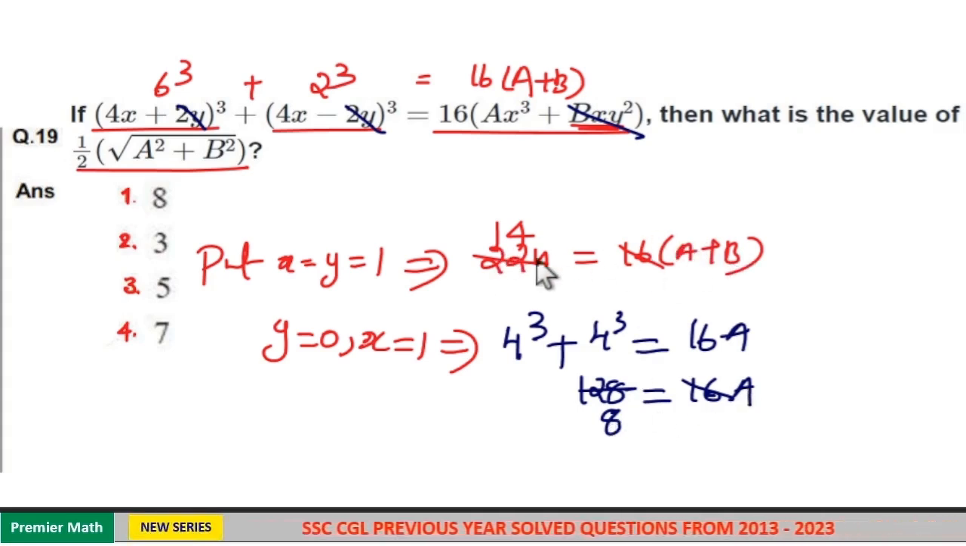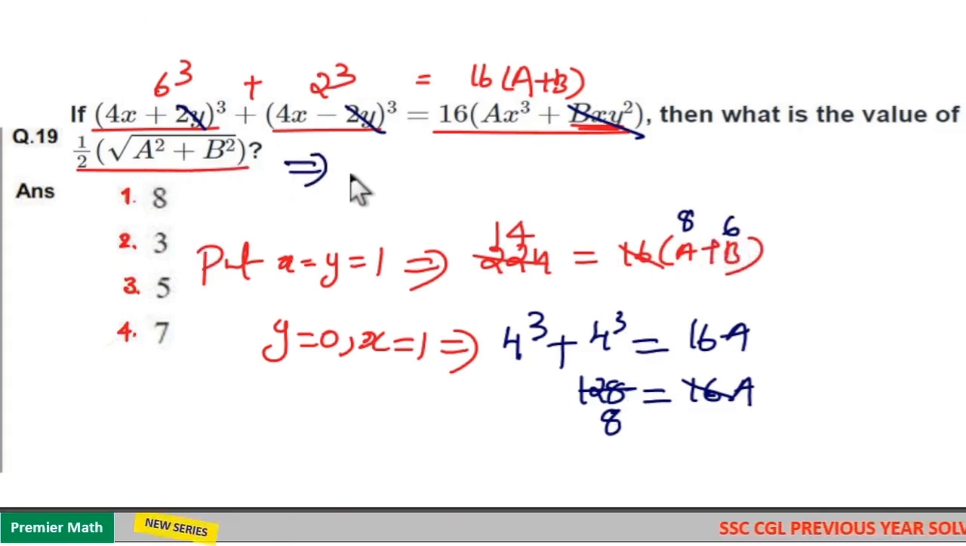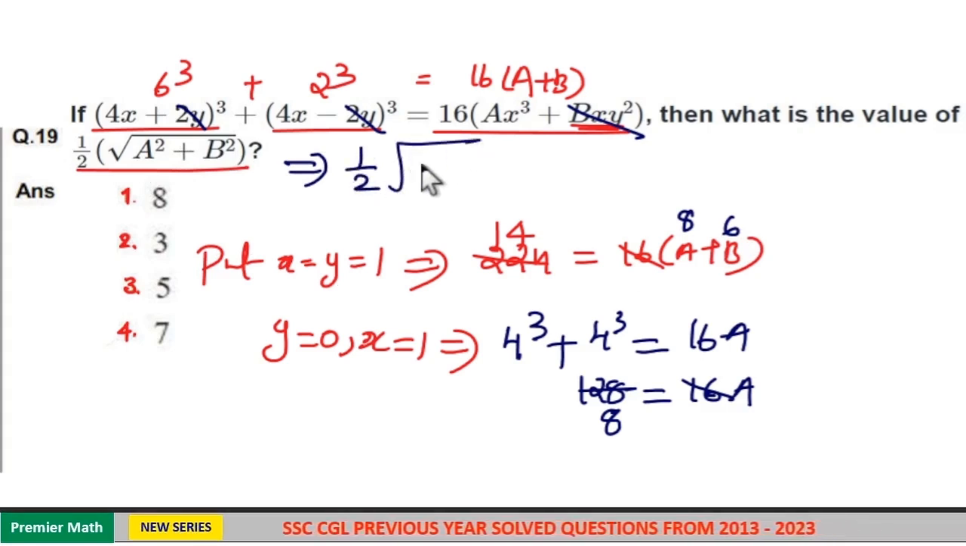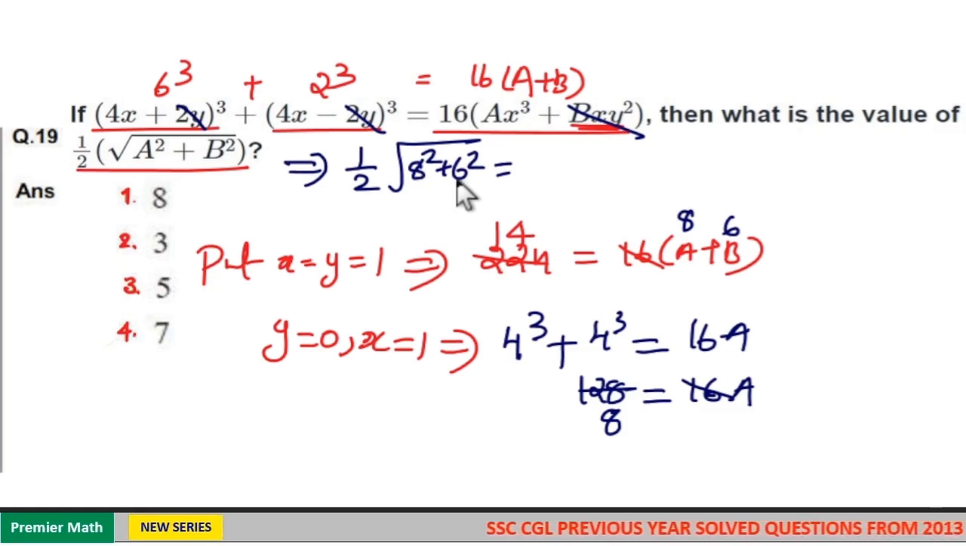A plus b is equal to 14 and a is equal to 8. Then b is equal to 6. Then half root a square plus b square will become half into root of 8 square plus 6 square, which is equal to 64 plus 36 is 100. So root 100 is 10. 10 by 2 is 5. So option 3 is your answer.